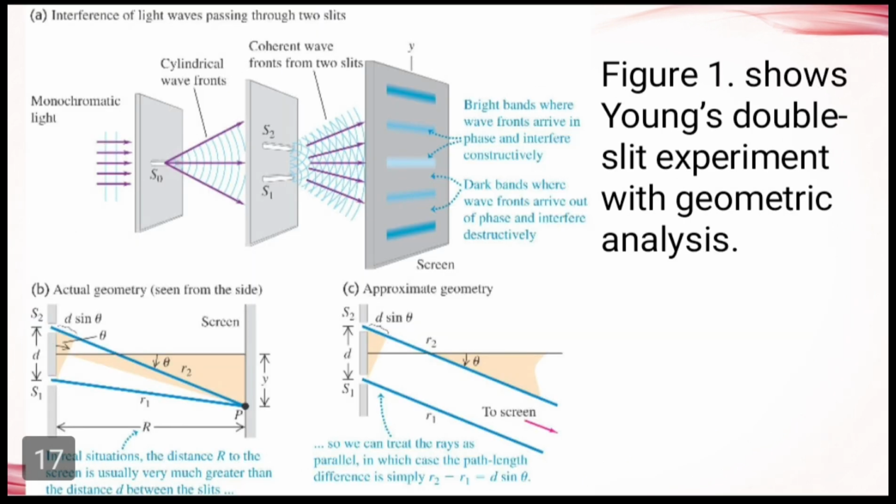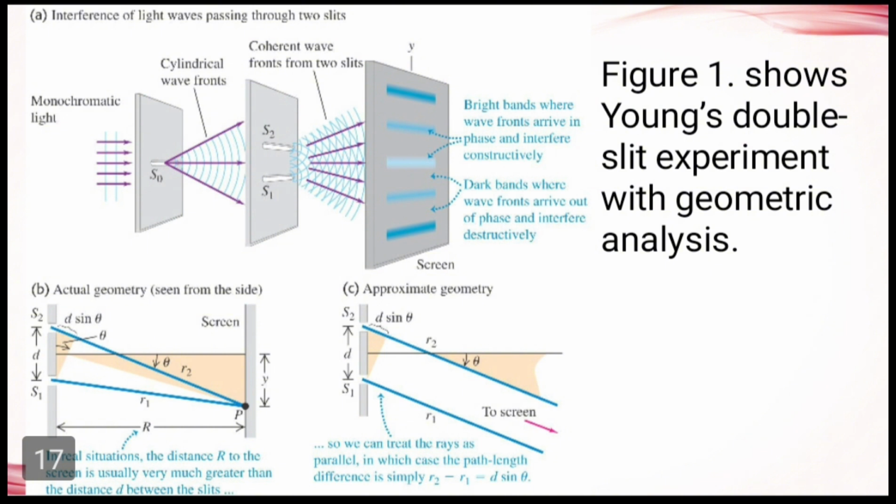Figure 1 shows Young's double-slit experiment with geometric analysis. Figure 1a is the interference of light waves passing through two slits. Young creates two coherent sources by splitting a light wave from a single source. The first slit creates cylindrical wave fronts, and the second slit creates coherent wave fronts.